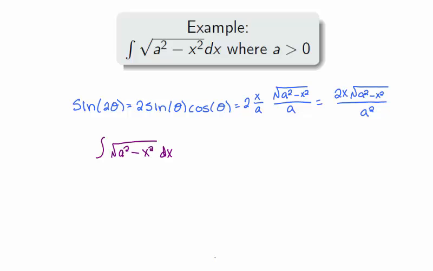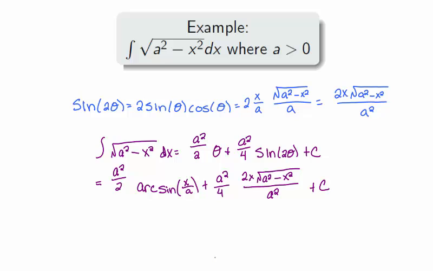and hence the integral of the square root of a squared minus x squared dx equals a squared over 2 times theta plus a squared over 4 times sine of 2 theta plus c, which equals a squared over 2 times the arc sine of x over a plus a squared over 4 times 2x times the square root of a squared minus x squared divided by a squared plus c, which equals a squared over 2 times the arc sine of x over a plus x times the square root of a squared minus x squared plus c.